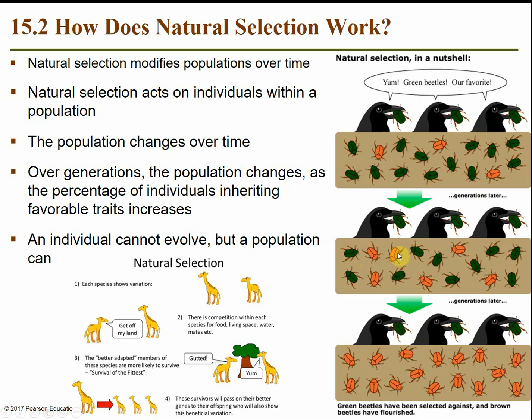The red beetles aren't getting killed as often, so their genes are going to be more prominent in the population. Ultimately, over time, the green beetles have been selected against, and the red beetles have flourished. All the green beetles are going to die off, and there won't be any left. So this population has evolved from green to red beetles.